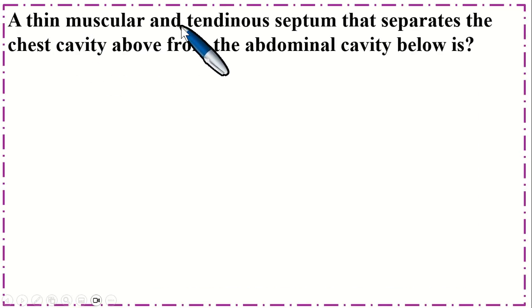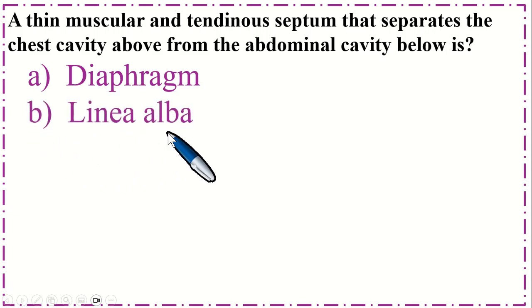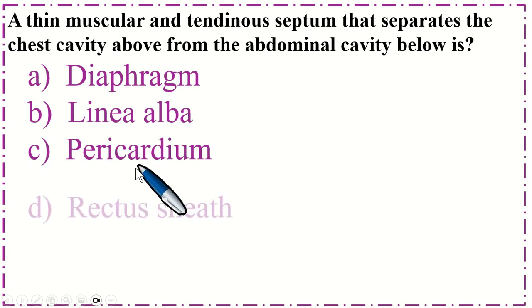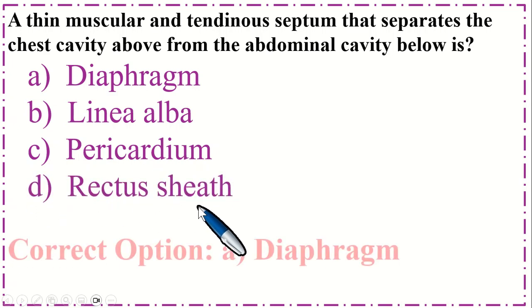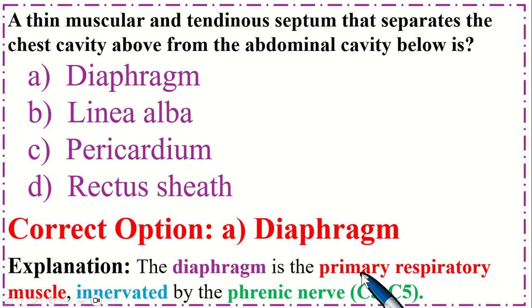A thin muscular and tendinous septum that separates the chest cavity above from the abdominal cavity below is option A diaphragm, B linea alba, C pericardium and option D rectus sheath. So the correct option is A diaphragm. The diaphragm is the primary respiratory muscle innervated by the phrenic nerve.